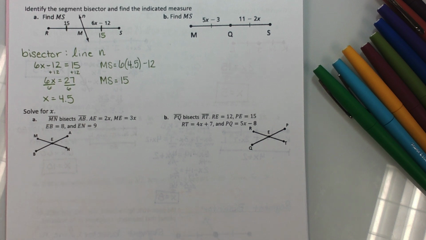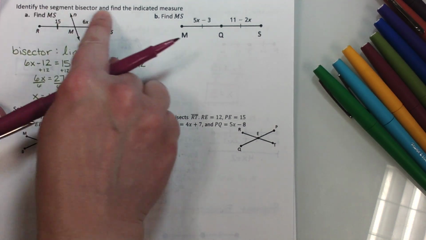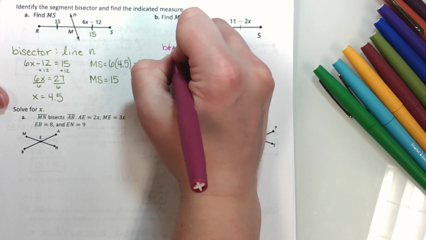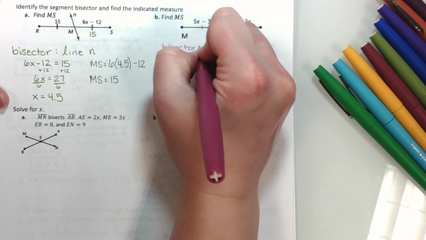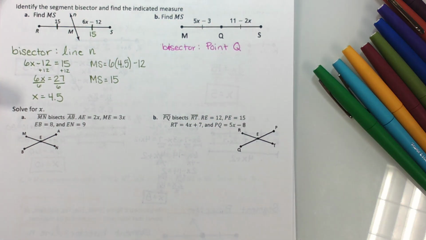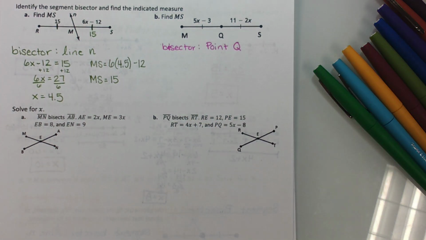Okay, second one. Also asked me to find MS. Also asked me to identify the segment bisector. The bisector is point Q here. We are on page 10 of our notes.